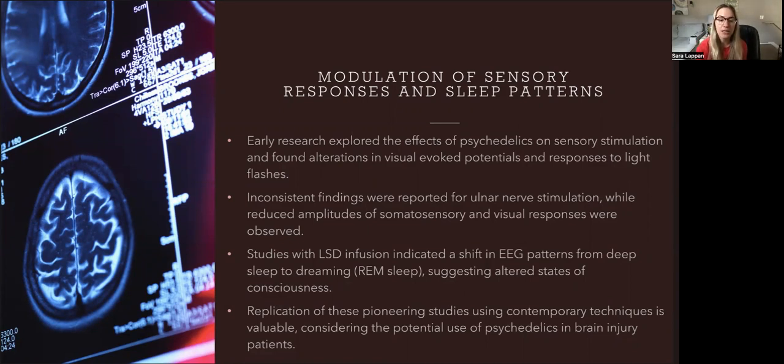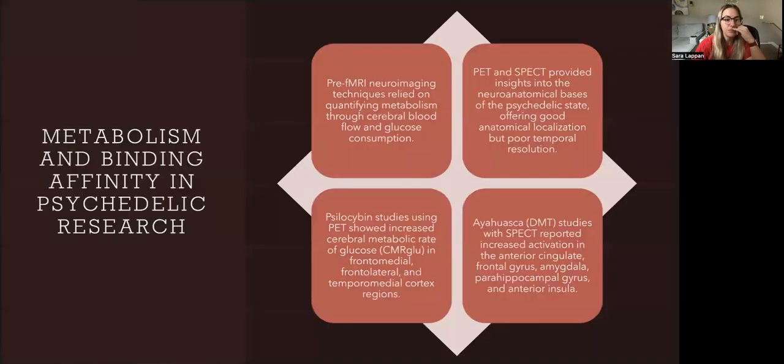Studies with LSD infusion indicated a shift in EEG patterns from deep sleep to dreaming into REM sleep, the second deepest sleep, suggesting altered states of consciousness. So when you're at REM, rapid eye movement, replication of these pioneering studies using contemporary techniques is valuable considering the potential use of psychedelics in brain injury patients. So if we're seeing some of this through early EEG, just older technology, it very well may be useful to do some updated studies with the updated technology.